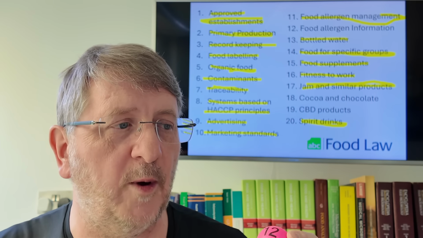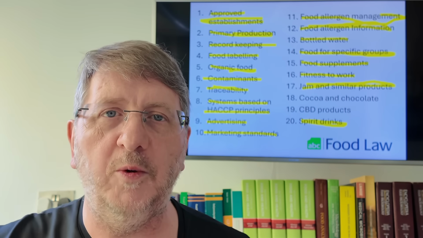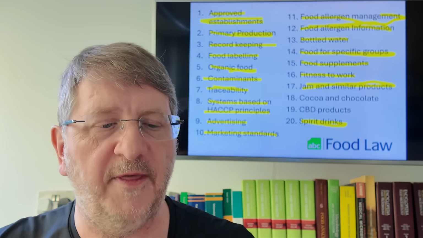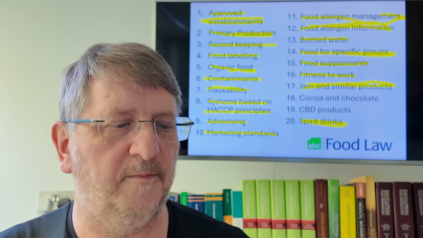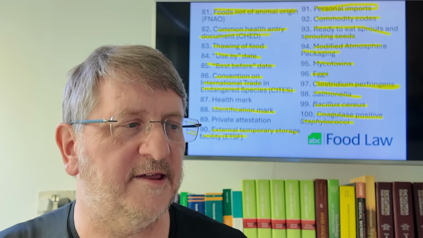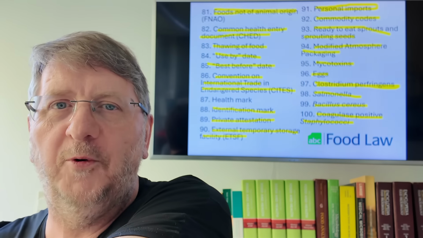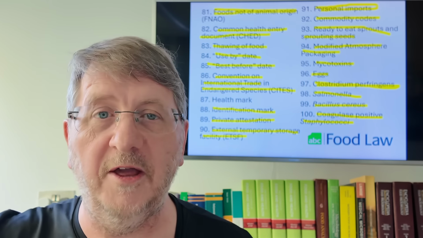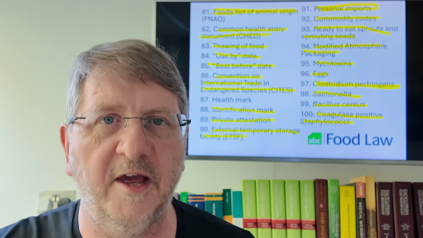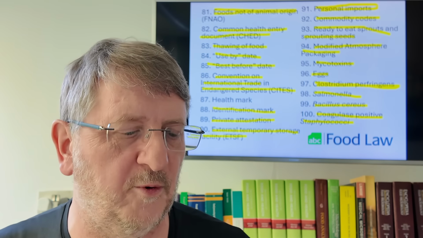The next one is number 12, food allergen information. I said the management of allergens is a food hygiene issue within a business, but the actual presentation of information on a label or verbally, that's a food standards issue. 89. 89 is private attestation. You need a health certificate if you're exporting food, typically. But under certain circumstances, instead of having a health certificate signed off by one of the official officers, you can use a self-certification, if you like, a private attestation. So it's an important export issue.